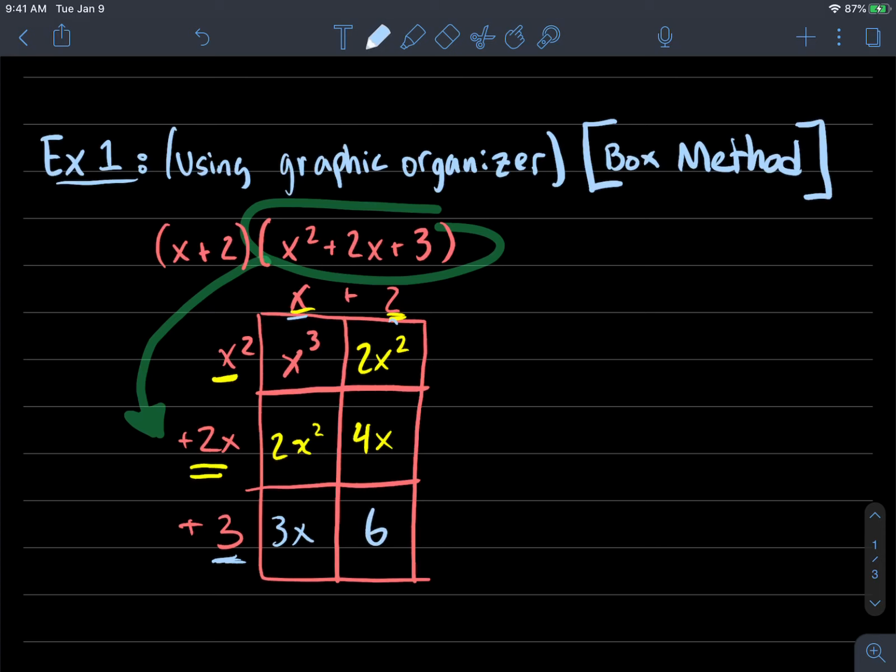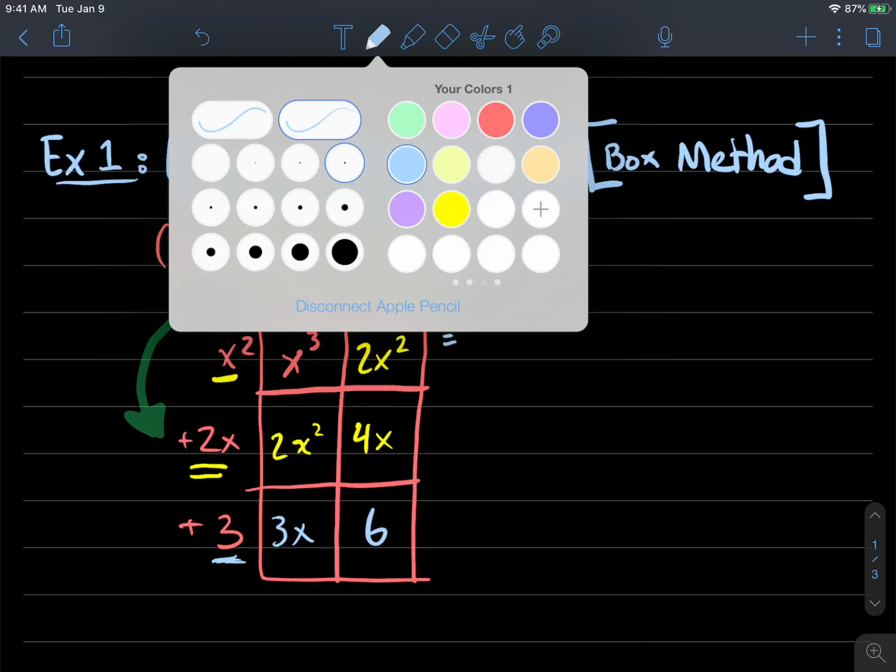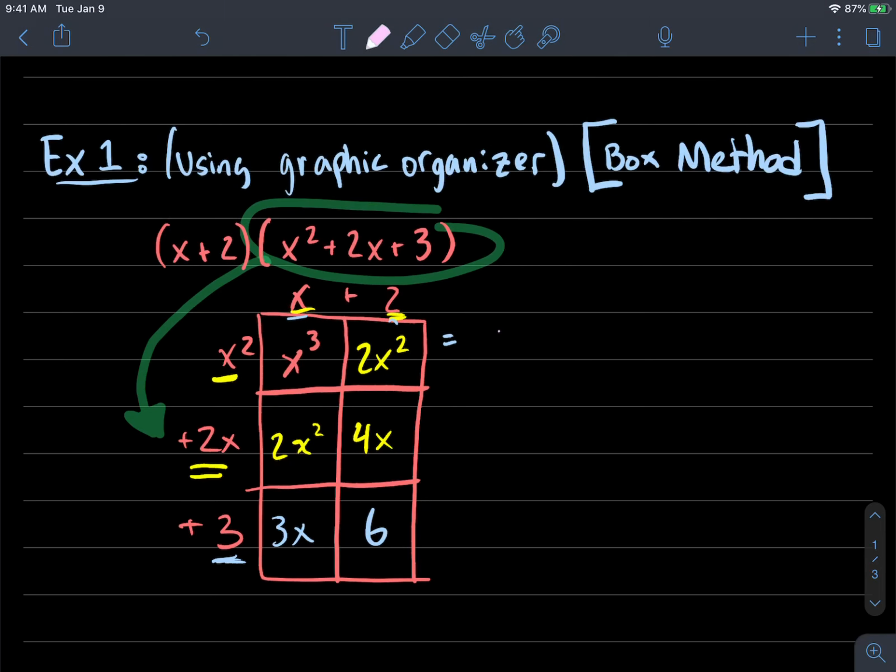So we've done the hard part. Now all we have to do is combine our like terms. We write the problem first over here. So we're going to have x to the power of 3 plus 2x squared. Alright, so we're done with this one.